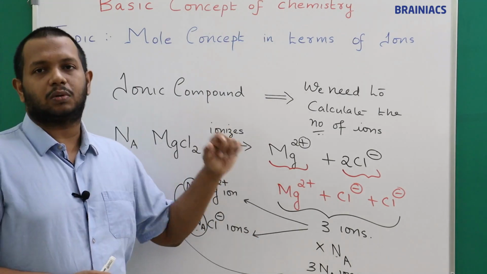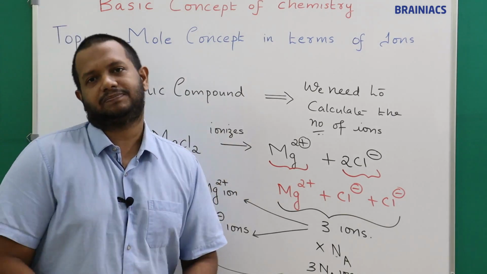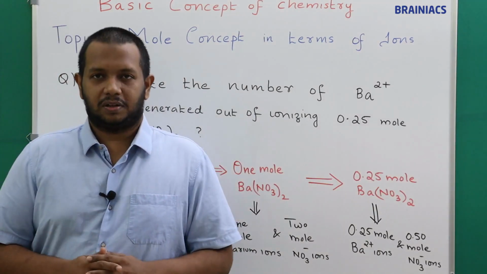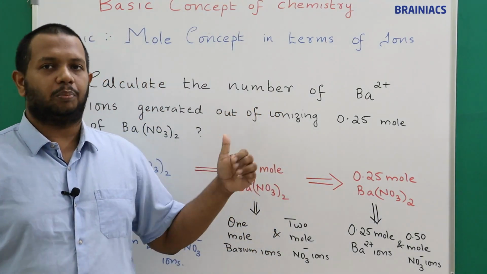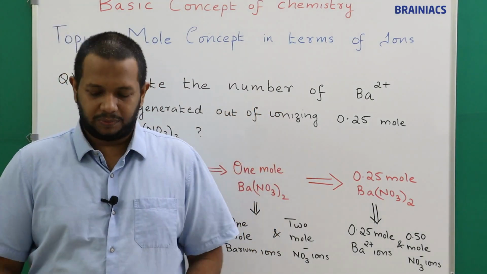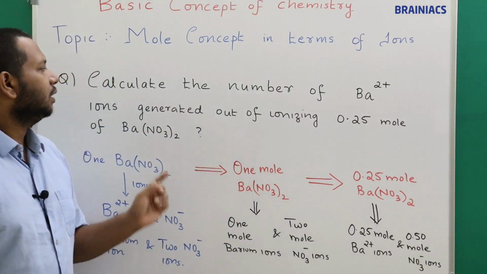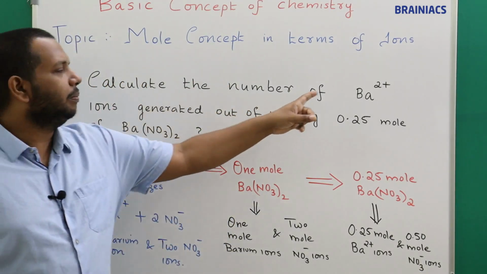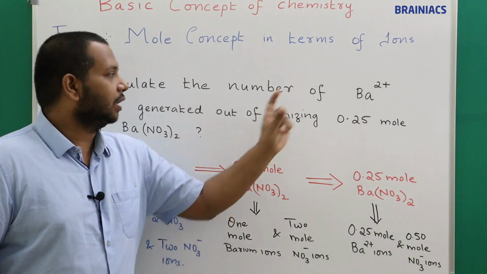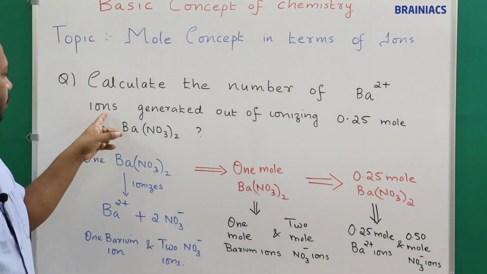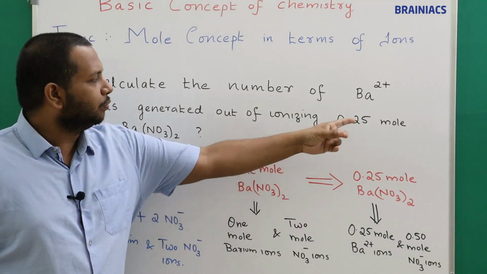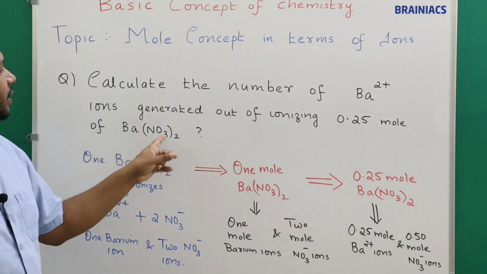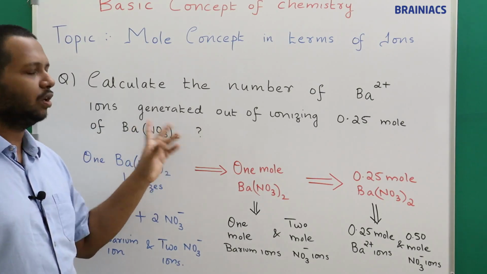Now we will go to a question based on this. Students, we will discuss the question with respect to ionic compounds, how they can ask questions. Just go through this question. Calculate the number of Ba, which stands for barium, 2 plus ions generated out of ionizing 0.25 mole of barium nitrate, Ba(NO3)2.